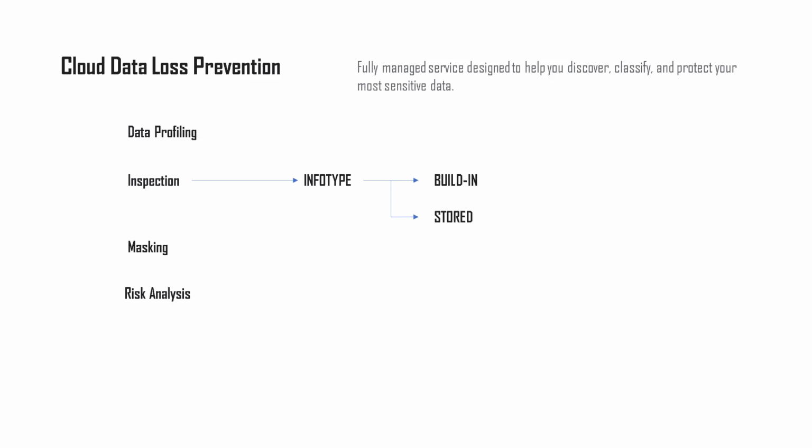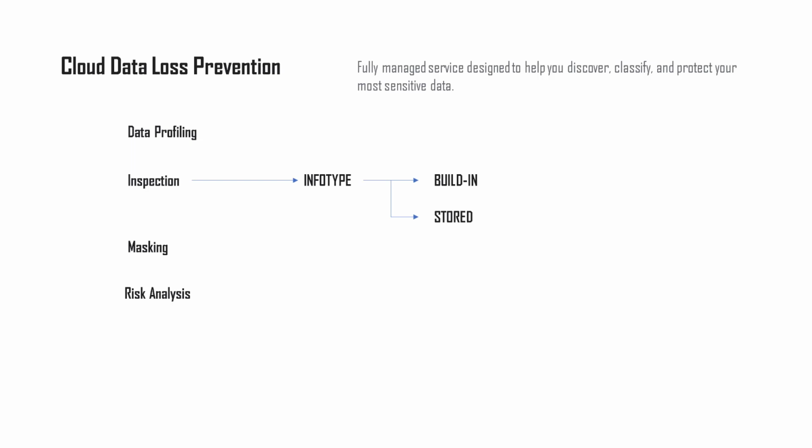Hi, now let's talk about a new service in GCP called Data Loss Prevention. Data Loss Prevention is a fully managed service designed to discover, classify, and protect your most sensitive data. You can categorize Data Loss Prevention into 4 separate modules: data profiling, inspection, masking, and risk analysis.